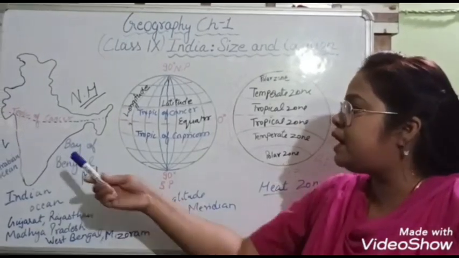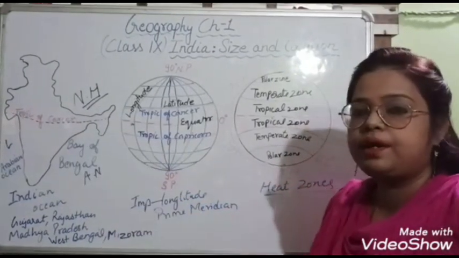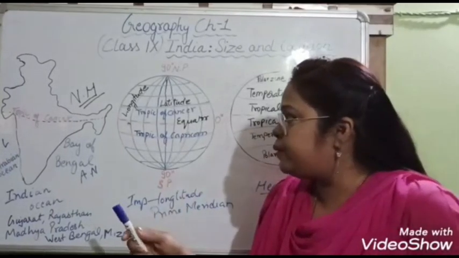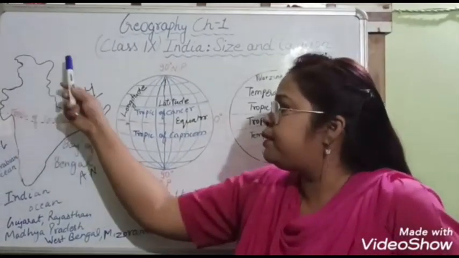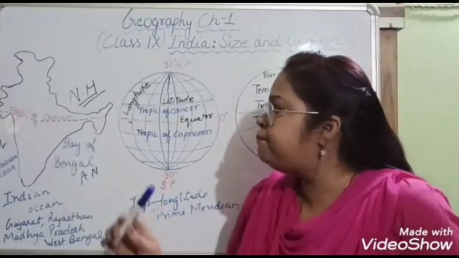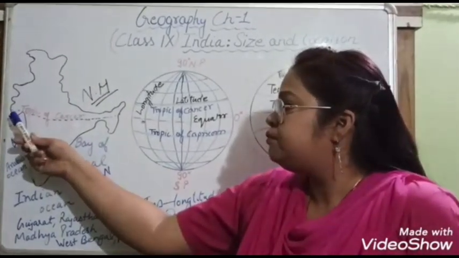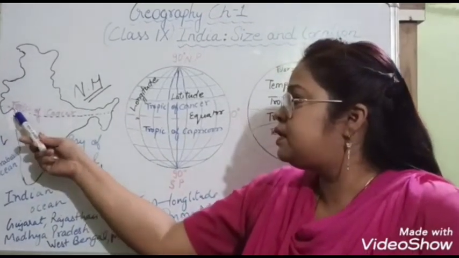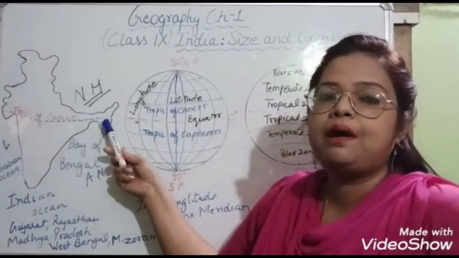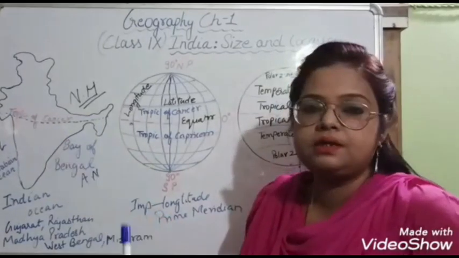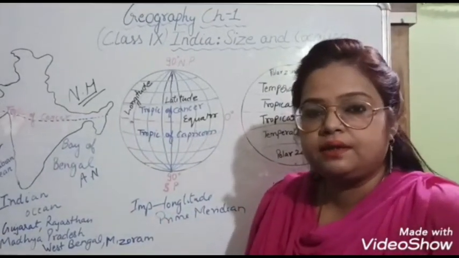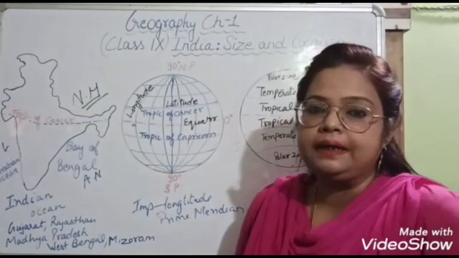First of all, I have made a map of India over here. Children, I have made a model of our map, and the most important thing is that an important tropic cuts India into two equal parts, and the name of the tropic is Tropic of Cancer. It is one of the most important latitudes.